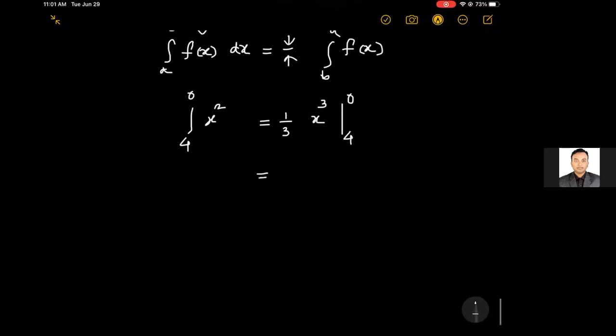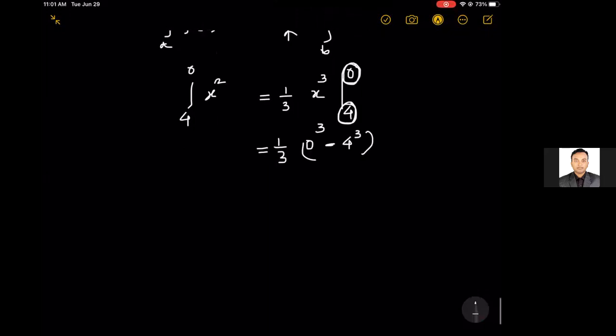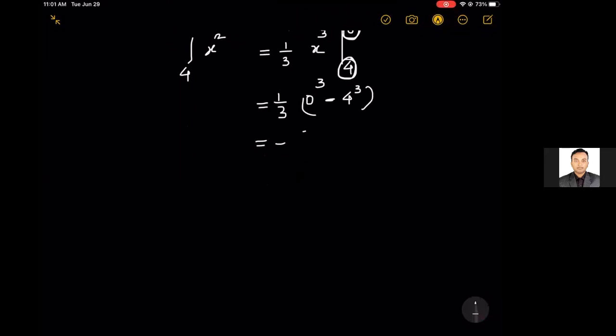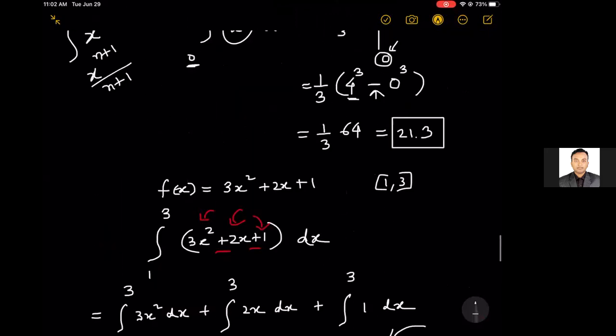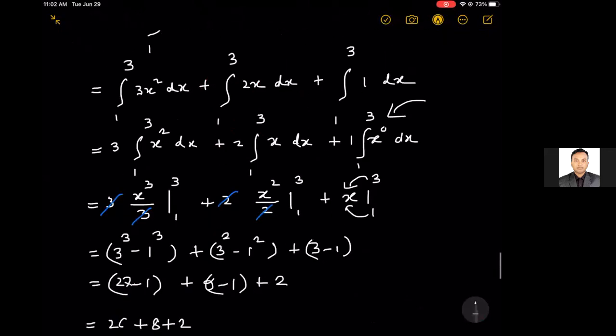Now you can clearly see that our first evaluation will be at 0. So it's 0 cubed minus, we need to evaluate it at 4. And clearly it will be negative 64 over 3, right? Because 0 cubed is 0 and 4 cubed is 64. So negative 64 times 1 over 3 is negative 64 thirds, which is just the negative of what we had here. Can you see that?